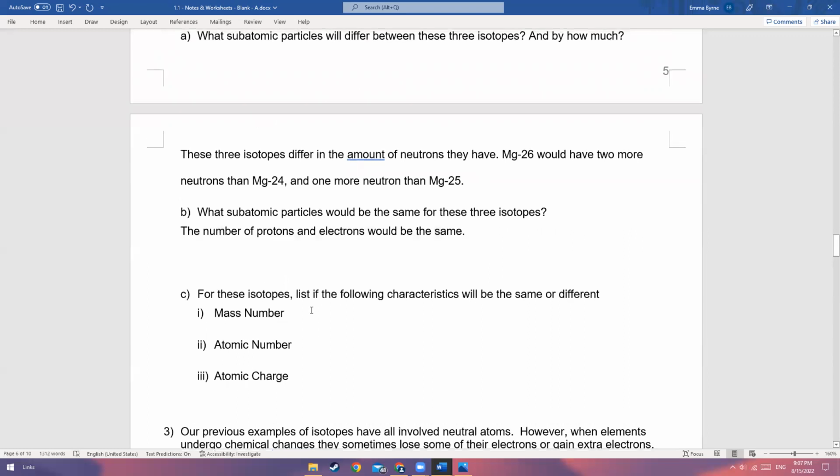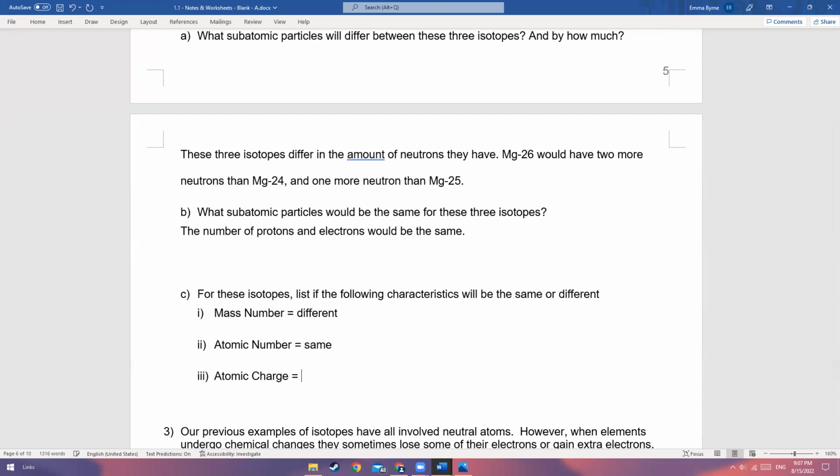For these isotopes, list if the following characteristics would be the same or different. So the mass number is different, right? In this notation, these 24, 25, and 26 are referring to the mass. So those would be different because they have a different number of neutrons. The atomic number is the number of protons, and those are all representing the identity of the atom. And these are all magnesium isotopes. So the atomic number is the same.